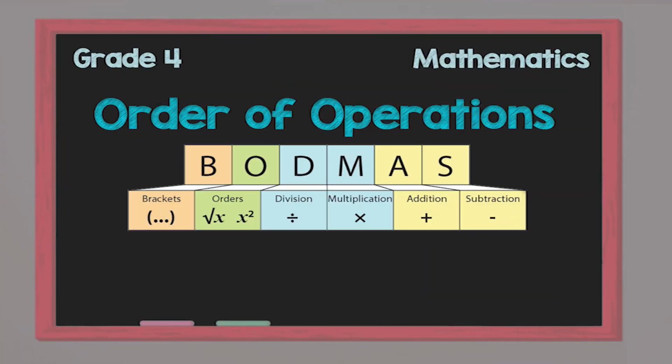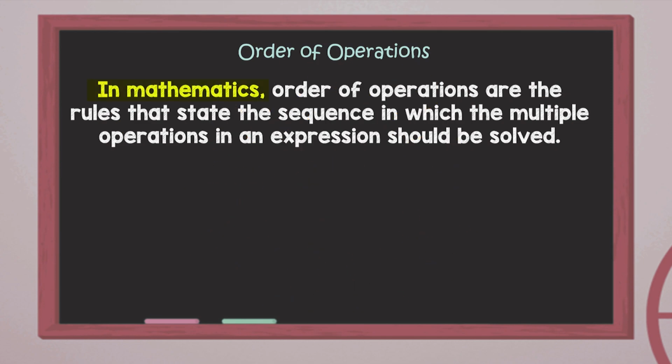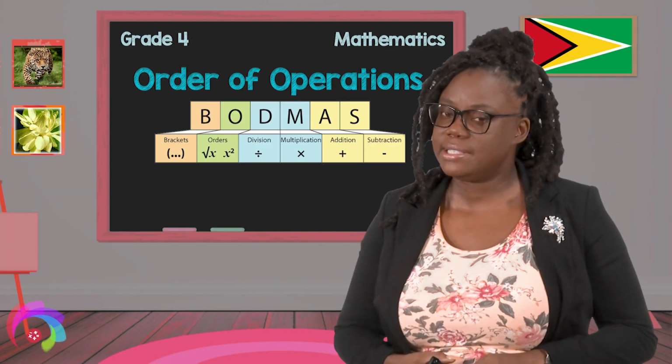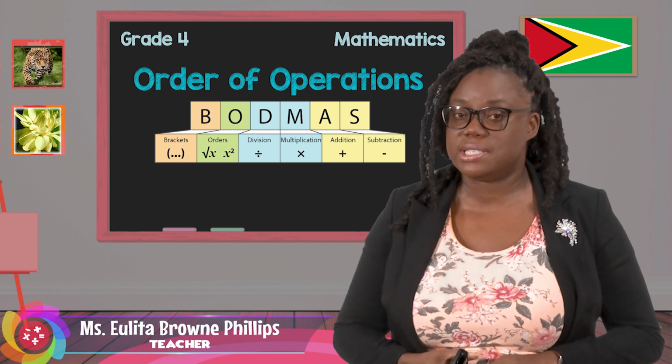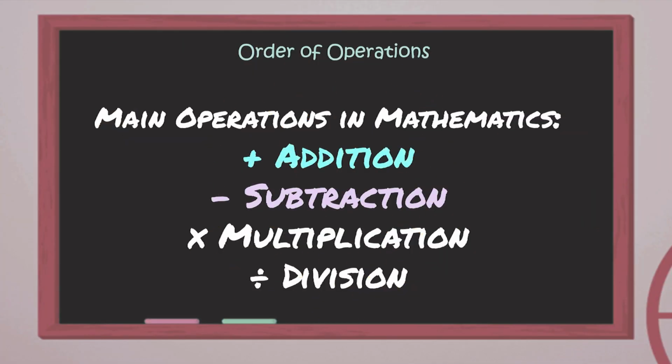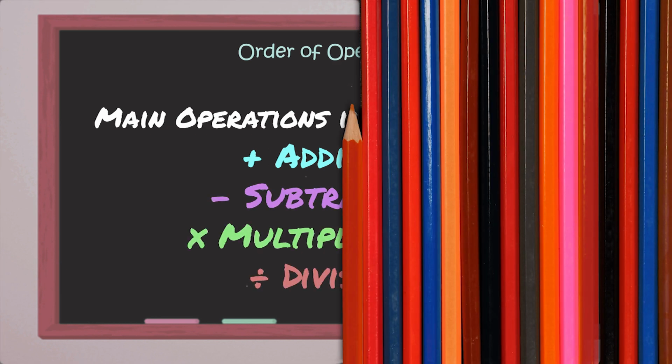Today, we are going to be focusing on order of operations. In mathematics, order of operations are the rules that state the sequence in which the multiple operations in an expression should be solved. Boys and girls, do you remember what are the main operations in mathematics? Yes, addition, subtraction, multiplication, and division.